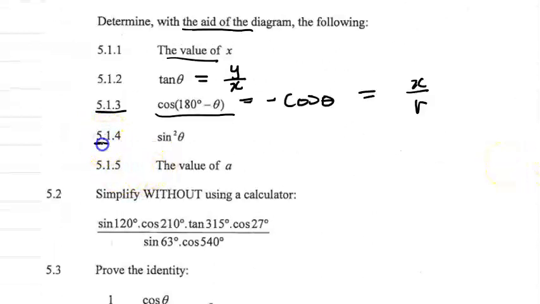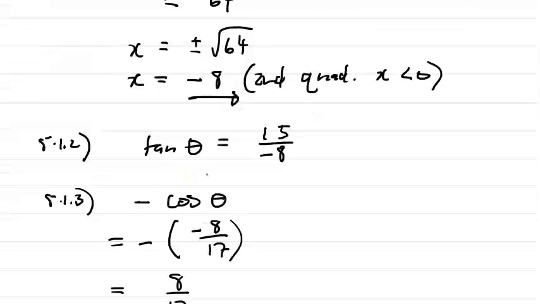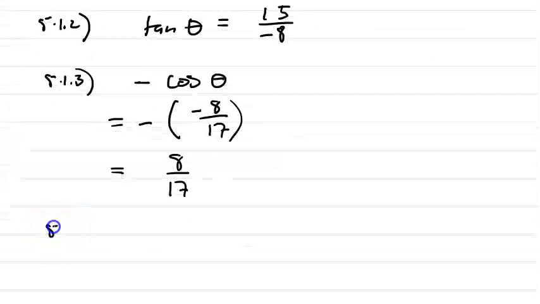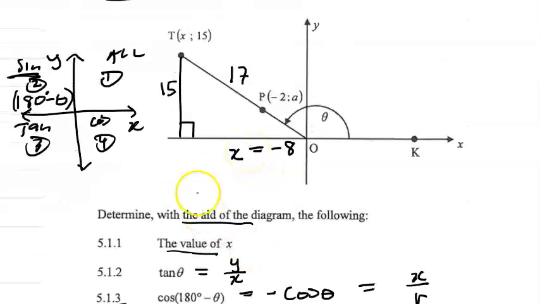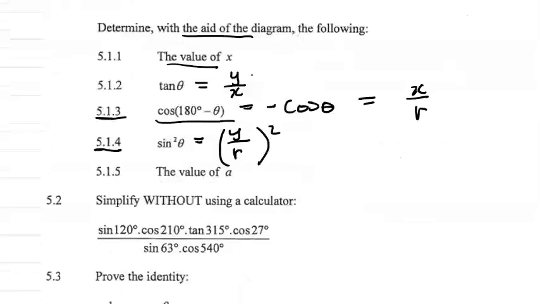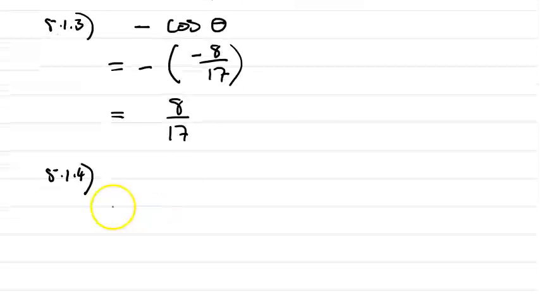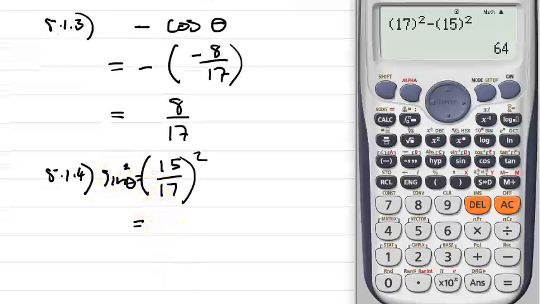5.1.4. In this question they want the sine squared of theta. Remember that sine is, what is sine? Sine is y over r, opposite over hypotenuse, and we're going to square that, right? So let's substitute our y and our r values. My y value is 15, r value is 17. So let's put 15 over 17 all squared, sine squared of theta. So let's go put that in the calculator.